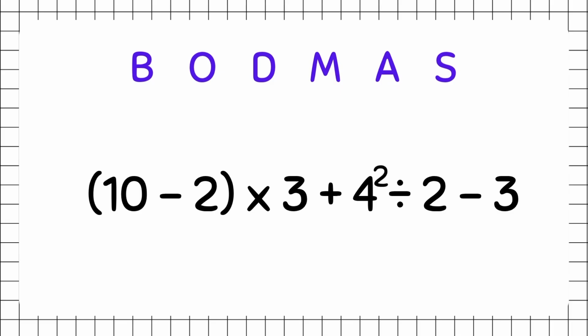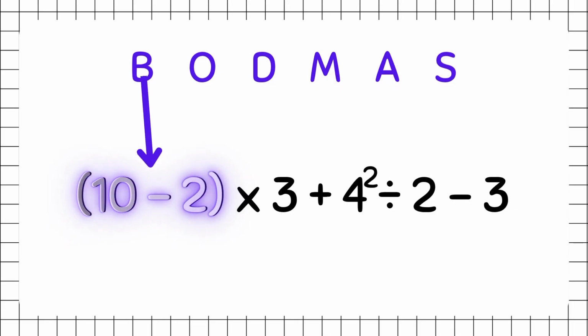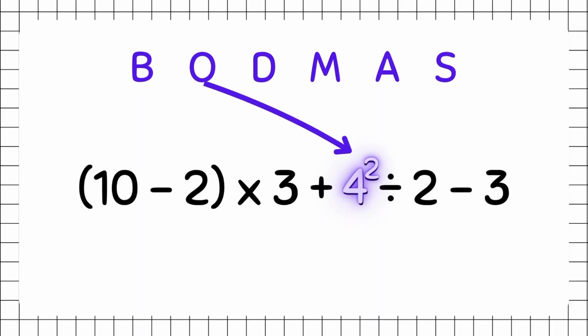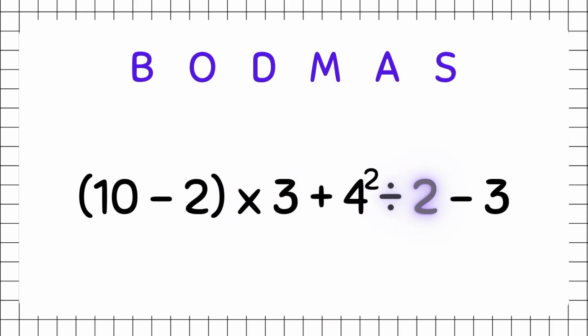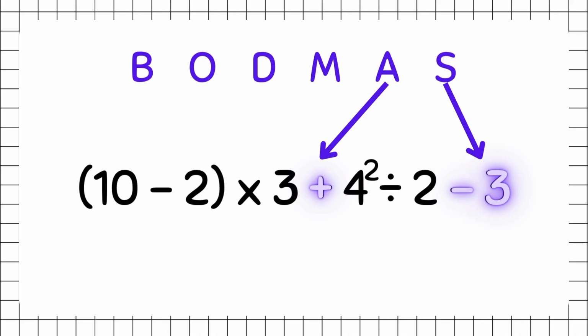So what's the actual order? Here's how it works. Solve anything inside of the brackets first. Then order, which means powers or exponents. Next, multiplication and division, working from left to right. Finally, addition and subtraction, again from left to right.